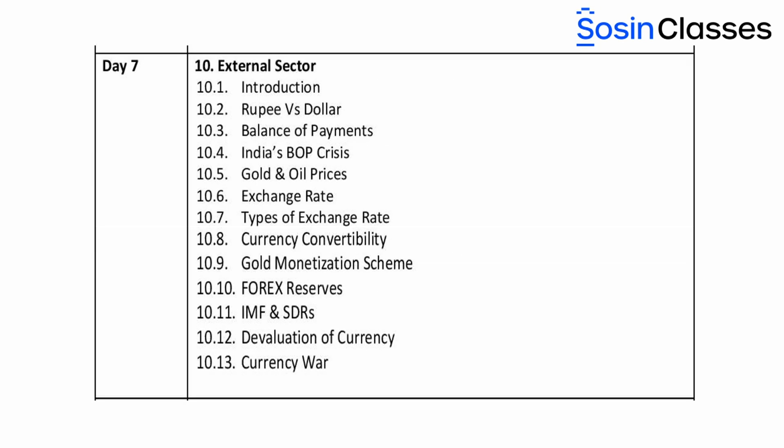So day 7, we will be looking at the external sector. External sector talks about imports and exports of the government. You talk about the balance of payments, the balance of trade, and we will be looking at the rupee versus the dollar and who fixes these exchange rate, what are the different types of the exchange rate systems that are there, and what is the connection of the gold prices and the oil prices, and how they impact the value of the rupee and so on.